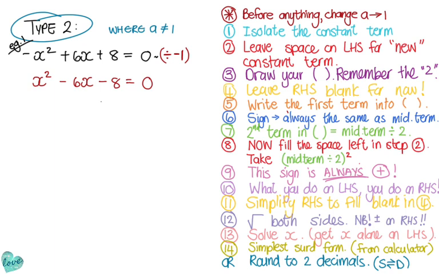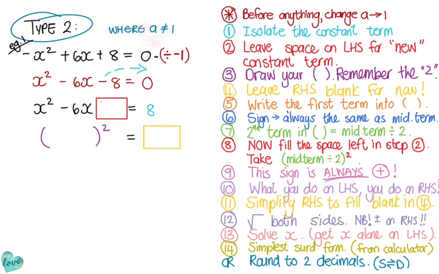And the first thing is to isolate that minus 8, that constant term. So we move it over, it becomes a positive 8, and now we leave that space on the left-hand side for our new constant term that we need to complete our brackets. So we draw our brackets, we remember the square, and we leave a space for the simplified right-hand side later.